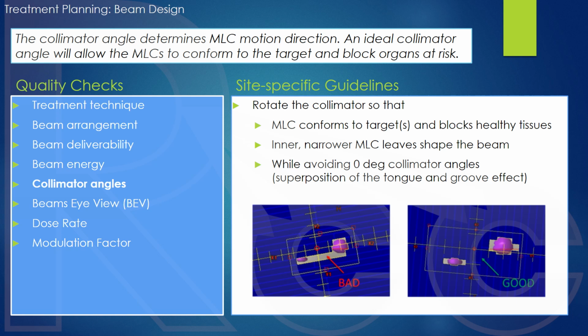Whereas at right, the collimator has been rotated approximately 9 degrees in order to block the healthy tissues in between. We tend to position the isocenter in conjunction with this collimator rotation such that the inner, more narrow MLC leaves are used to shape the beam. And we also avoid a 0-degree collimator angle so that there is not superposition of the tongue and groove effect, which could create uncertainty in the dose.